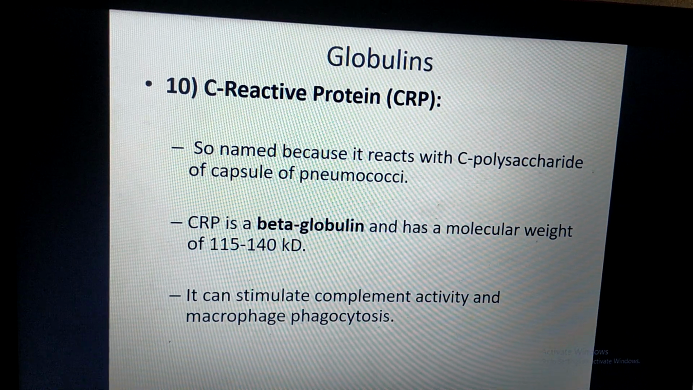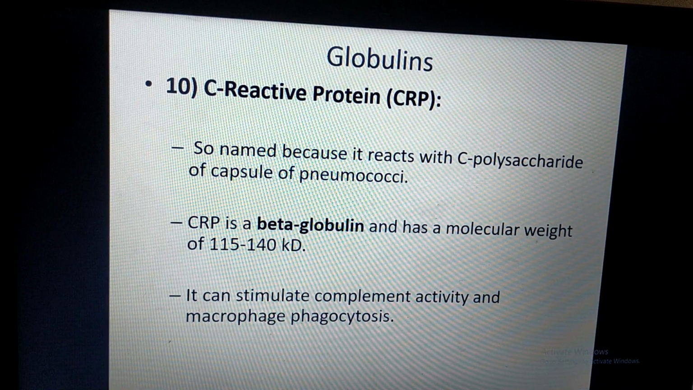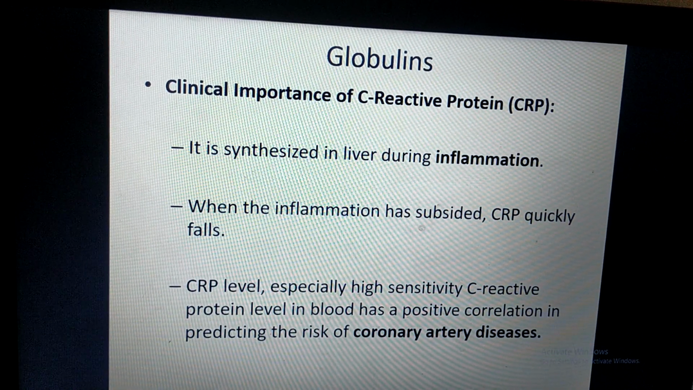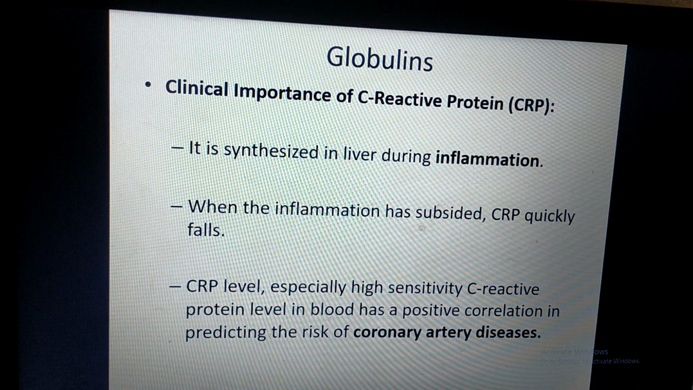After completing ceruloplasmin, we will see the next globulin, which is C-reactive protein, CRP. It is named C-reactive protein because it was first obtained from the C polysaccharide of the capsule of pneumococci. It is a beta globulin. Its function is that it can stimulate complement activity and macrophage phagocytosis in the body. Clinical importance of C-reactive protein is that it is synthesized during inflammation. When the inflammation subsides, the CRP level falls.